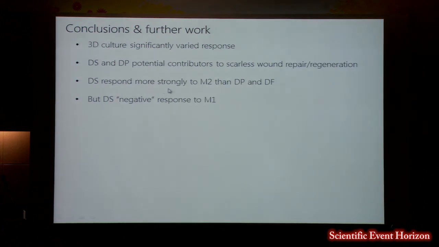The DS responded more strongly to M2 macrophages than dermal papilla and dermal fibroblasts, but on the flip side of that, they were also responding more negatively to M1. So we're not sure what that means yet.